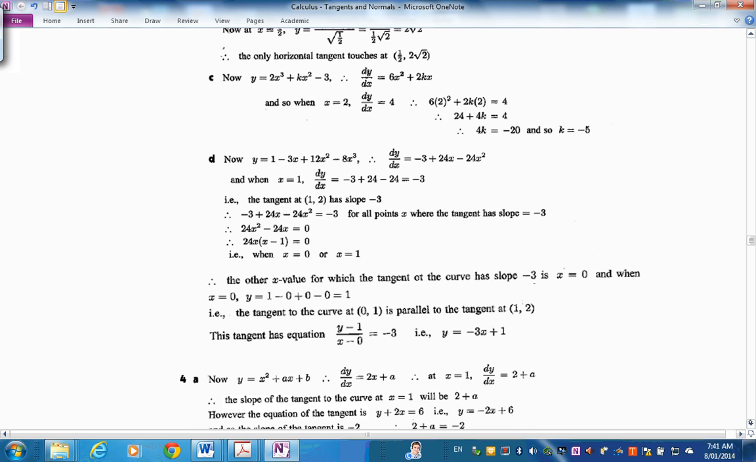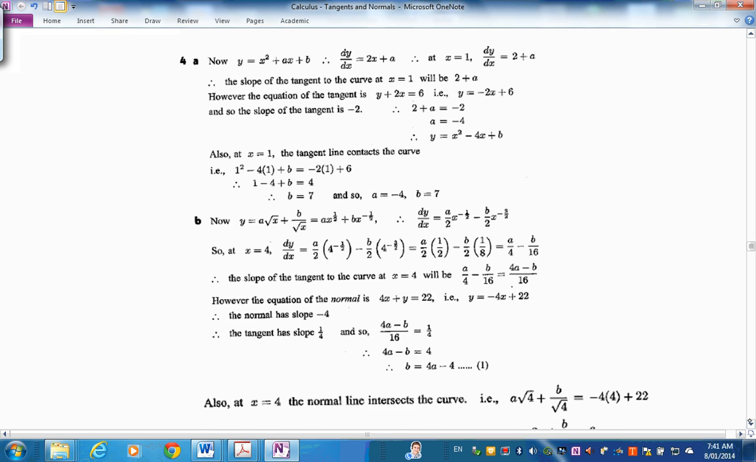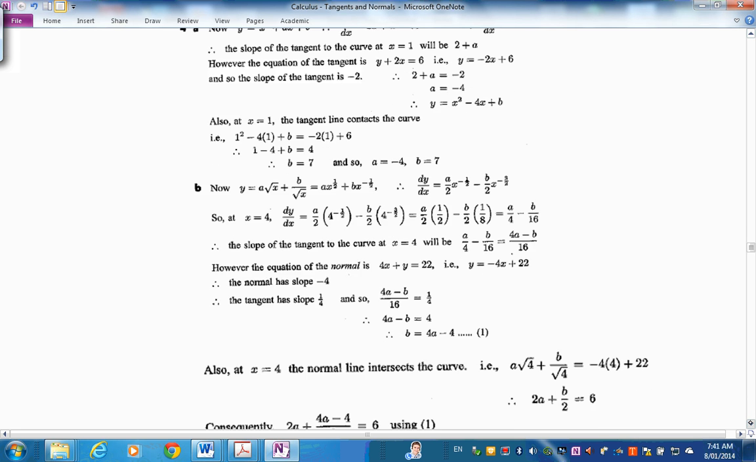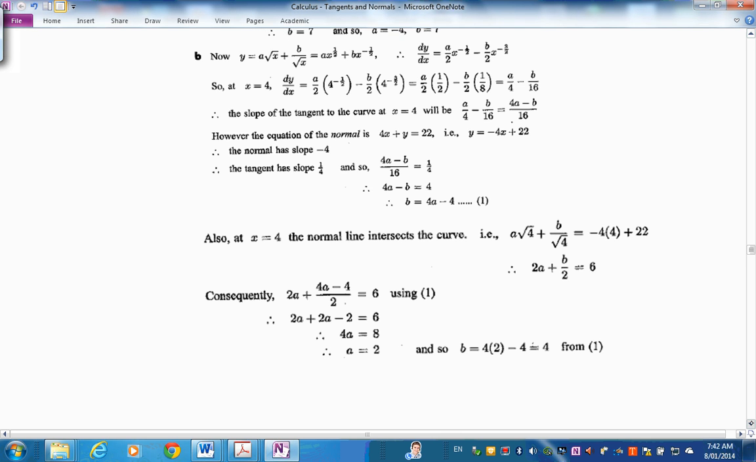Let's have a look at question 4. A and almost all of B. And there's B. Okay, interesting little variations. Now I've got one more for you, and then we'll go into the practice questions.